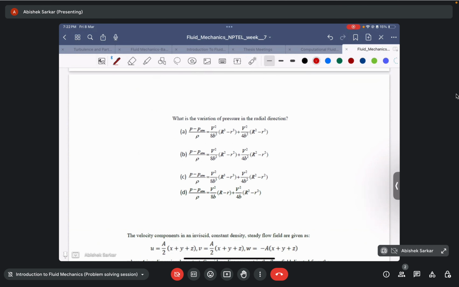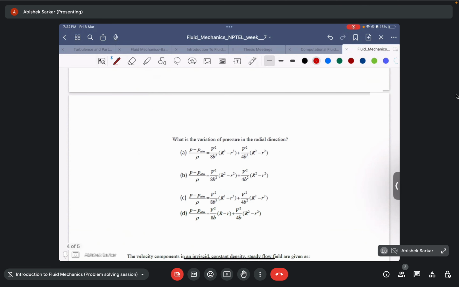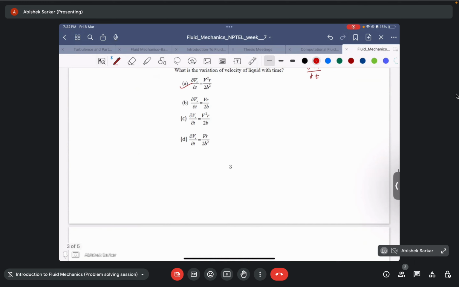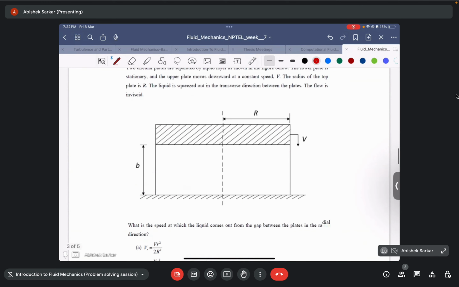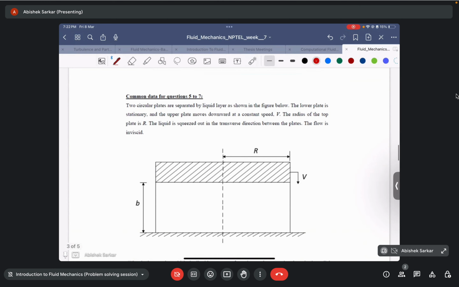Yes, so as I was mentioning, variation of pressure in the radial direction can be found using the Euler's equation of motion. But again, there are certain simplifications that are already mentioned in the question. So if we go back to the question, sorry for moving to and fro from one page to another, but we need to see the assumptions properly, right?